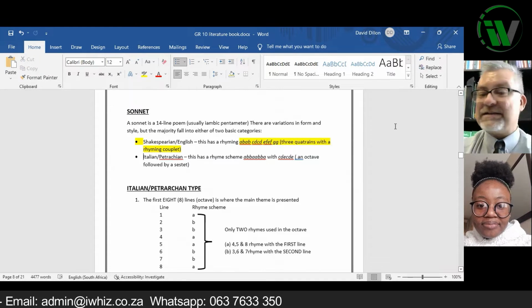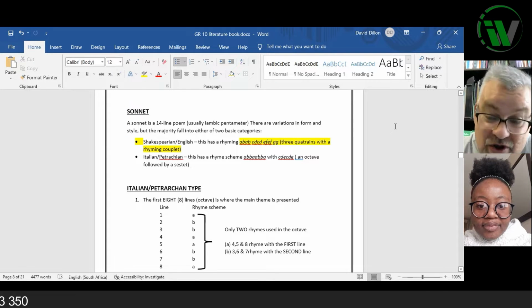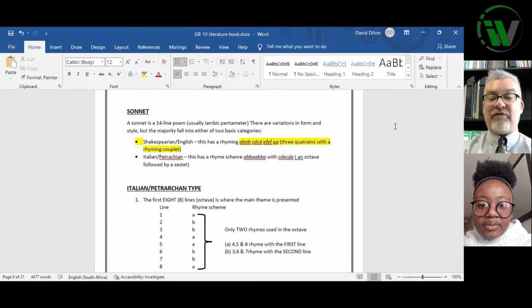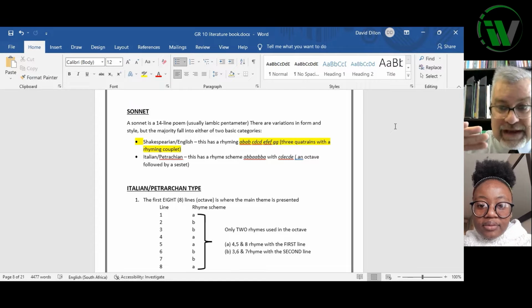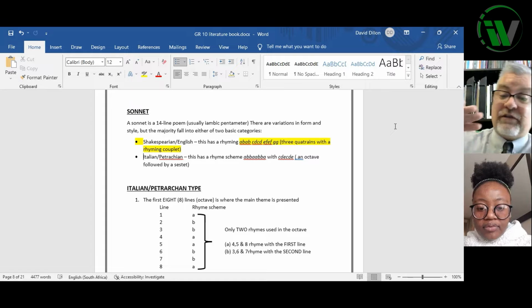Okay. So that's the pattern of a normal Shakespearean sonnet. So we have 4 lines in a stanza. Remember, stanza we said is a paragraph. So the 4 lines is called a quatrain. Okay, that's a very big word, trying to get your tongue around that one. So the structure of a Shakespearean sonnet is 3 quatrains with a rhyming couplet.